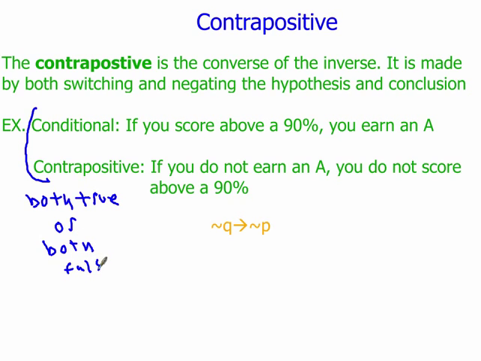Okay? Meaning, if your original statement is true, then so is your contrapositive. If your original statement is false, then so is your contrapositive. These two have to go together. They are what we call logically equivalent. And all logically equivalent means is that if one of them is true, they're both true, and if one of them is false, they're both false. So conditional and contrapositive are either both true or both false.